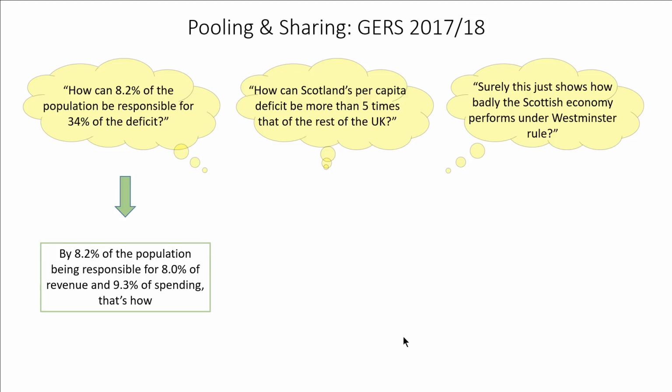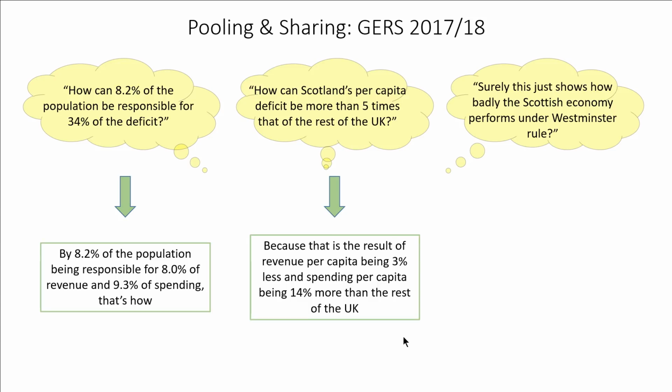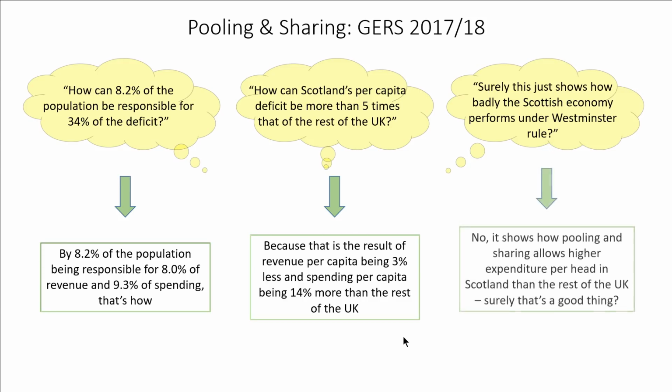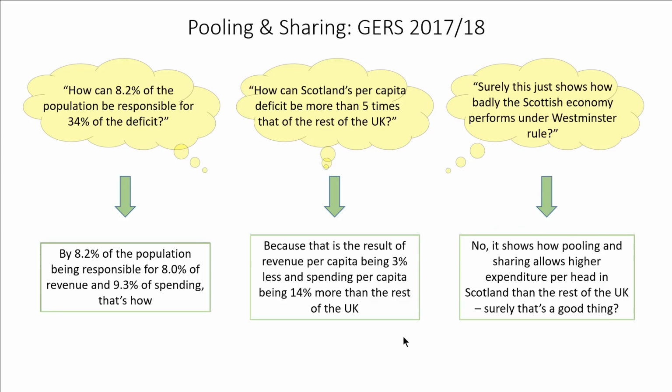That's how. When people ask, how can Scotland's per capita deficit be more than 5 times that of the rest of the UK? The answer is because that's just the result of revenue per capita being 3% less and spending per capita being 14% more than the rest of the UK. And finally, to those who say, surely this just shows how badly the Scottish economy performs under Westminster rule, we say no, it shows how pooling and sharing allows higher expenditure per head in Scotland than the rest of the UK, and surely that is a good thing.